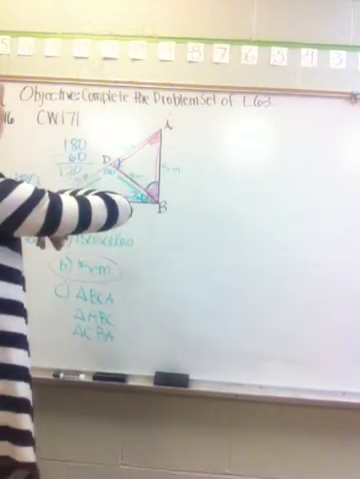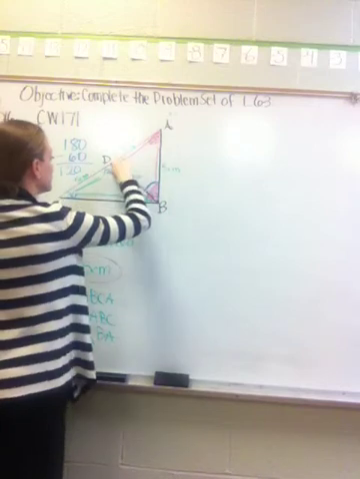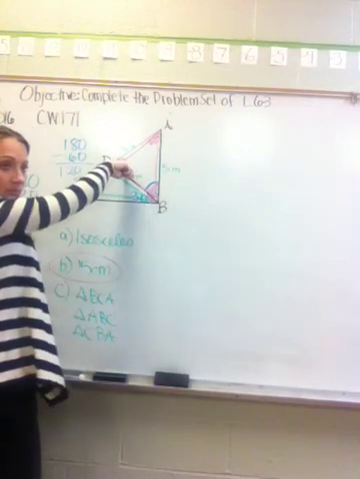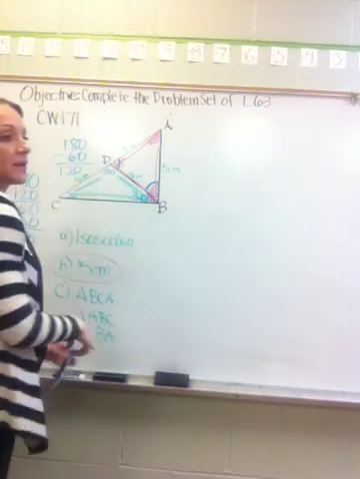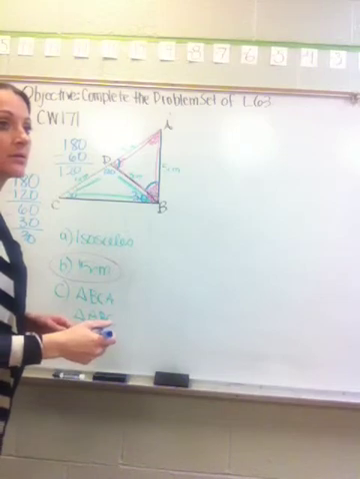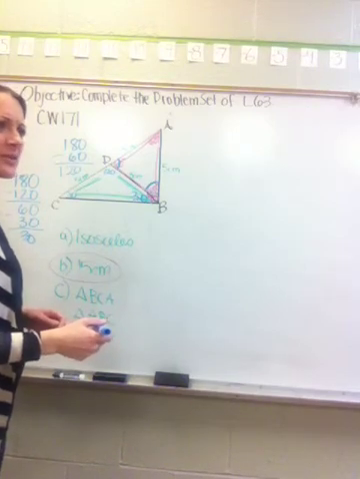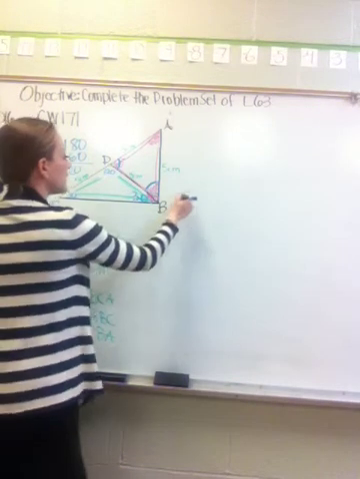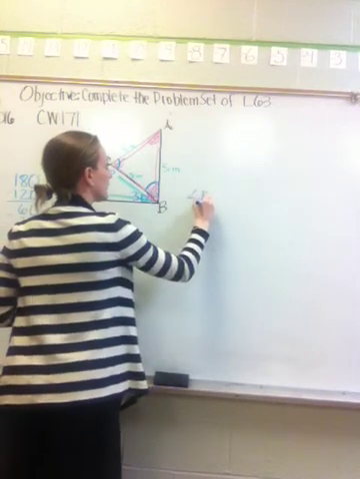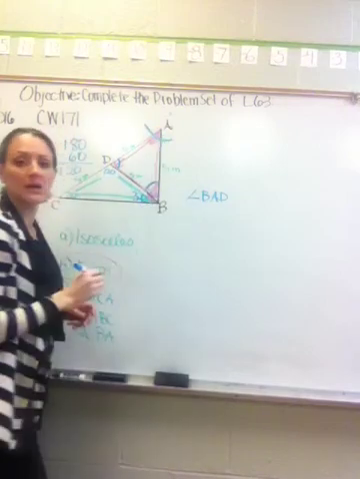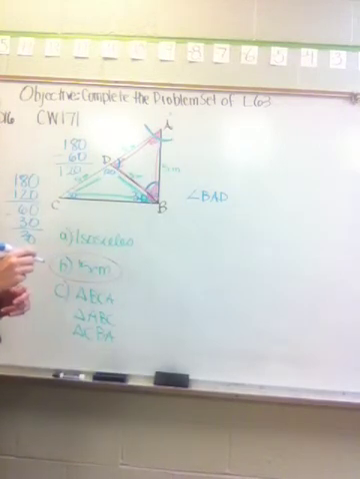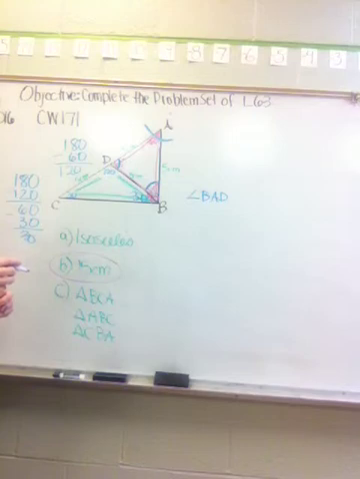Angle ADB. ADB is 60. Make sense? They're just naming the angles. We've named angles, been here before, right? So angle BAD. BAD is this angle right here. Does that make sense?